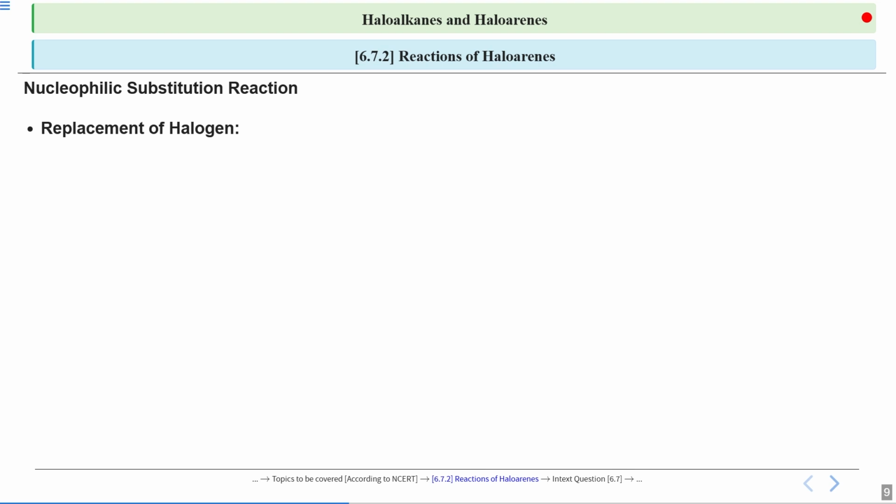Okay, so those were the major factors, that is why the haloarenes are showing lesser reactivity towards nucleophilic substitution reaction. Okay, I hope you have understood all. Now let's take the case of replacement of the halogen present on the benzene ring.